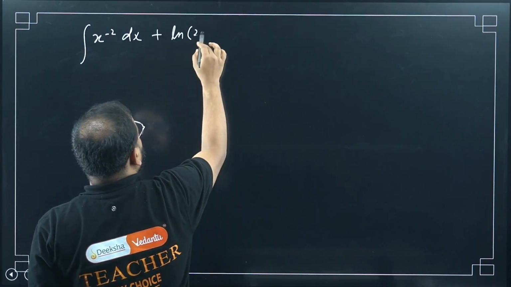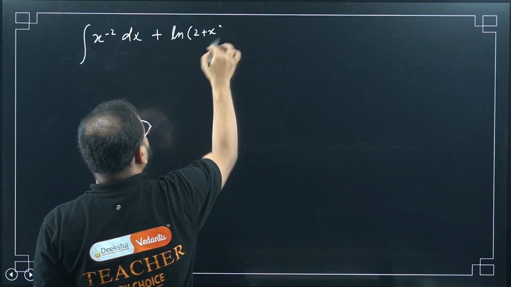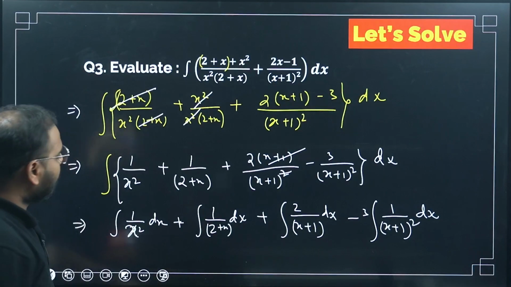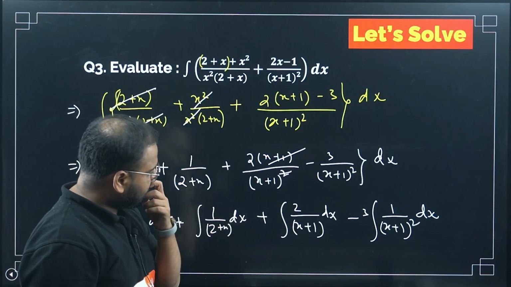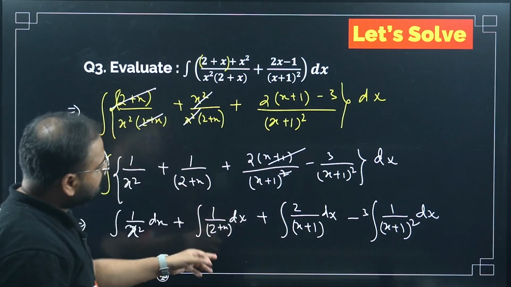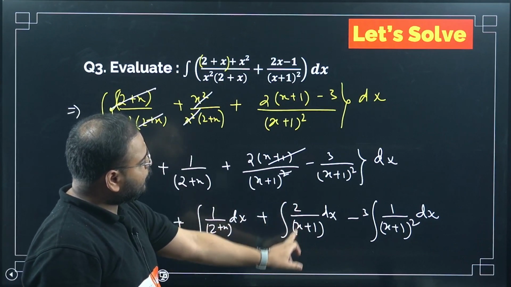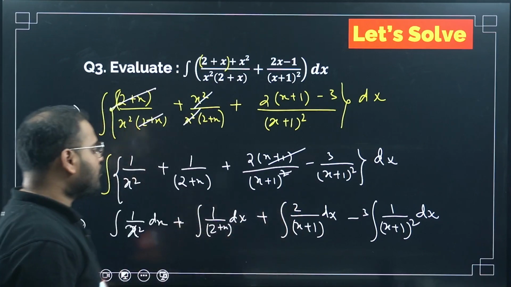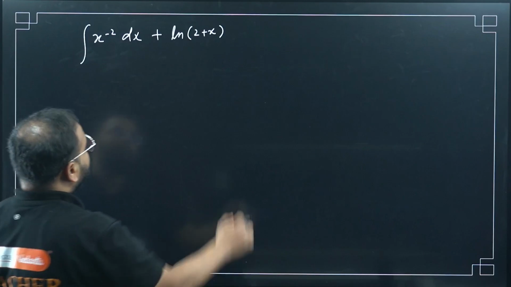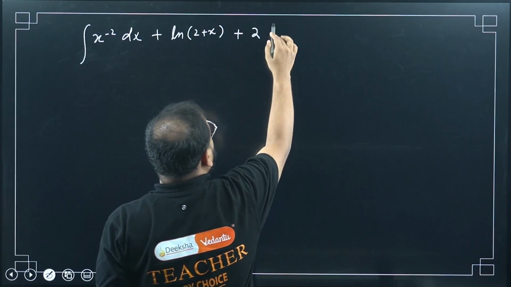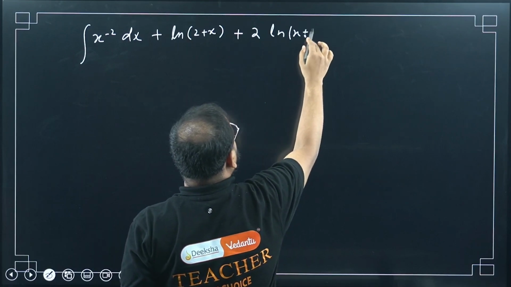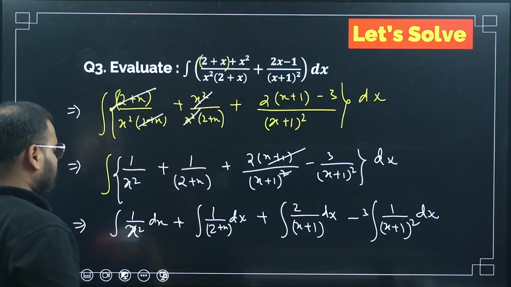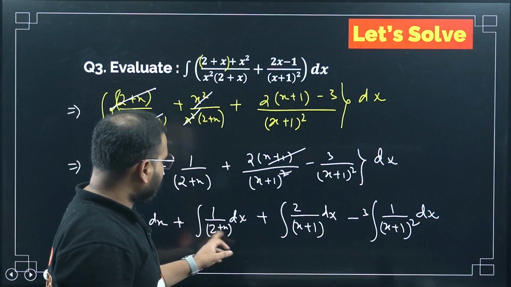So ln(2 + x), 2 + x. Please check here. Now over here, if you integrate this, you'll get what? 2 times ln(x + 1), because 2 is a constant, I can keep it outside. So plus 2 times ln(x + 1). All right, ln(2 + x) and ln(x + 1).